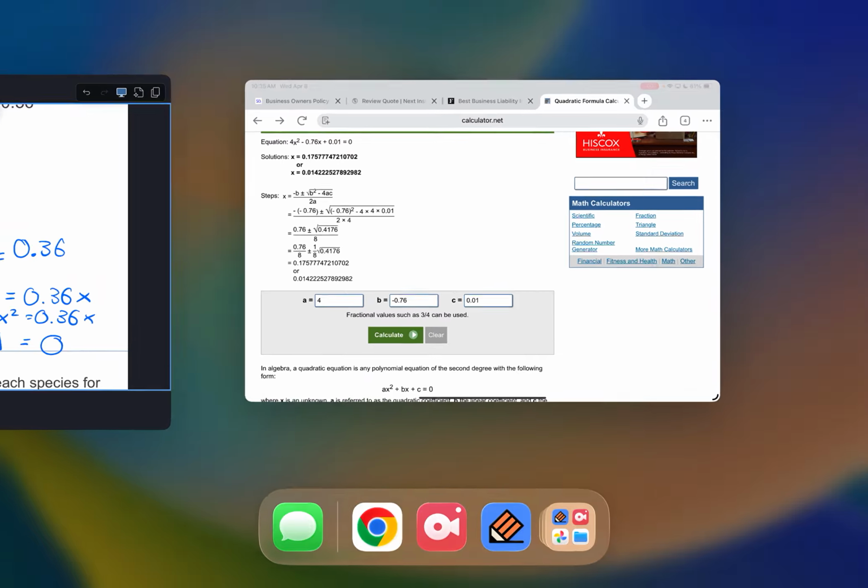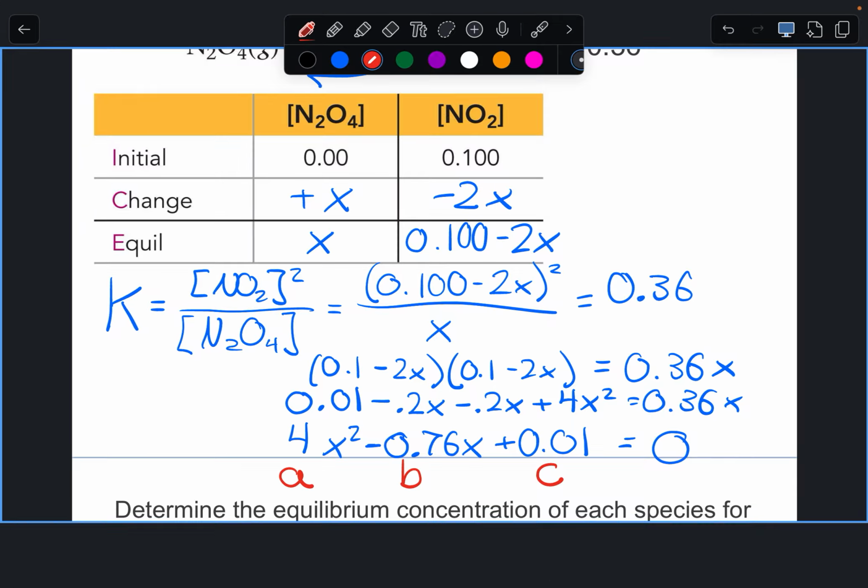So we're going to bring that back over here. X equals 0.0142. And then I can go ahead and plug it into these values to figure out what those ending concentrations are. So for the N2O4, that's just X, so 0.0142. And for the NO2, it's 0.0716. So those would be the equilibrium concentrations of those two.